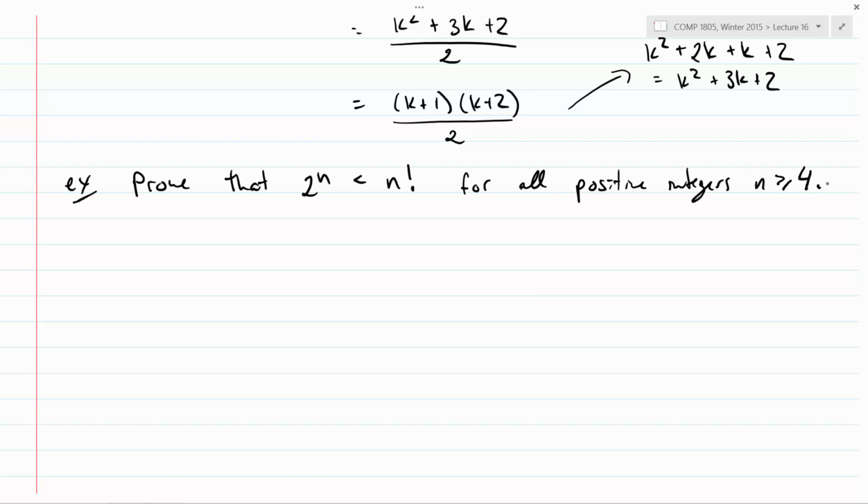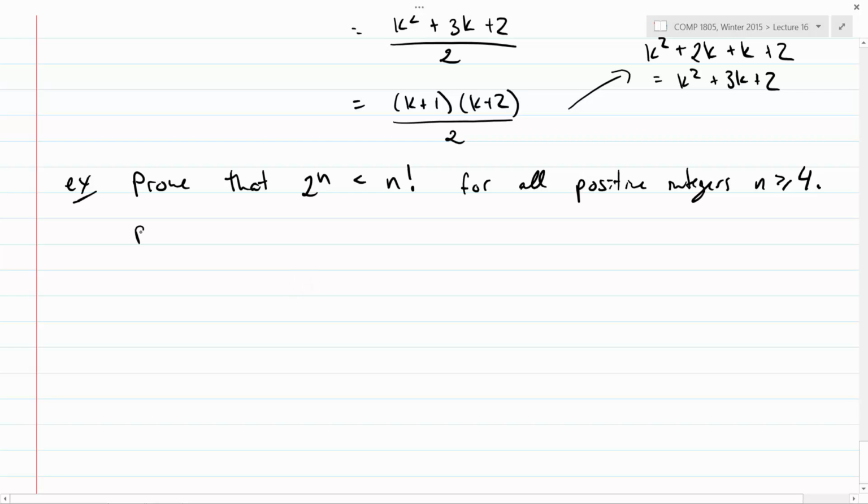Why do we do that here? What happens if you subbed in n equals 3? So it's 2 to the 3? Yeah, 2 to the 3 is 8. 3 factorial is 6, so it says 8 is less than 6, which isn't true. So that's why it says n is at least 4.